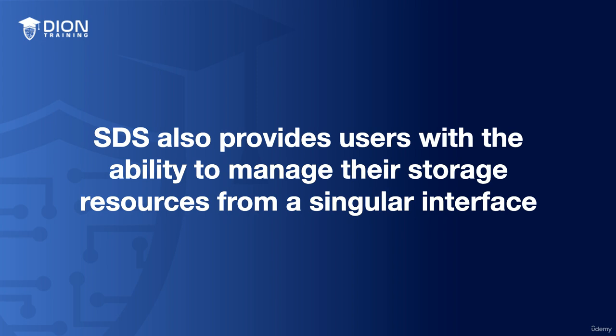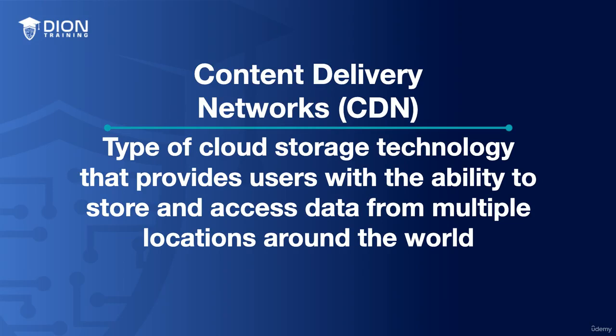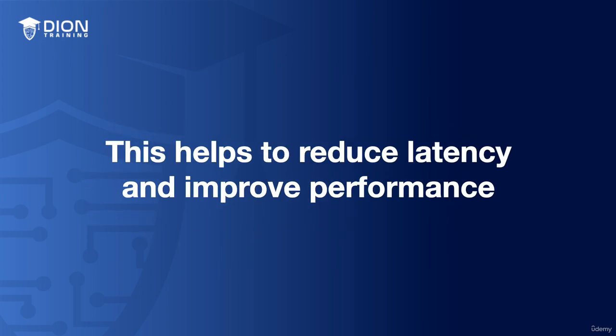An example of software-defined storage would be a cloud-based storage system that allows users to access their data from anywhere in the world. The next thing we need to discuss are content delivery networks. Now, a content delivery network, or CDN, is a type of cloud storage technology that provides users with the ability to store and access data from multiple locations around the world. Content delivery networks allow for faster delivery of content by caching data on multiple servers located in different regions around the globe. This helps to reduce the latency and improve your performance, and a great example of a content delivery network would be a cloud-based system that stores and distributes video content to users located around the world.